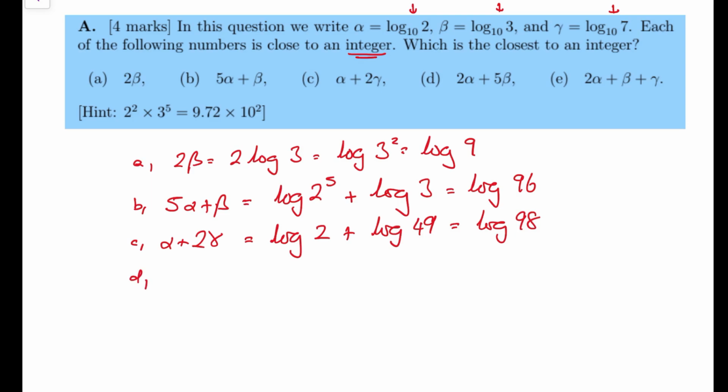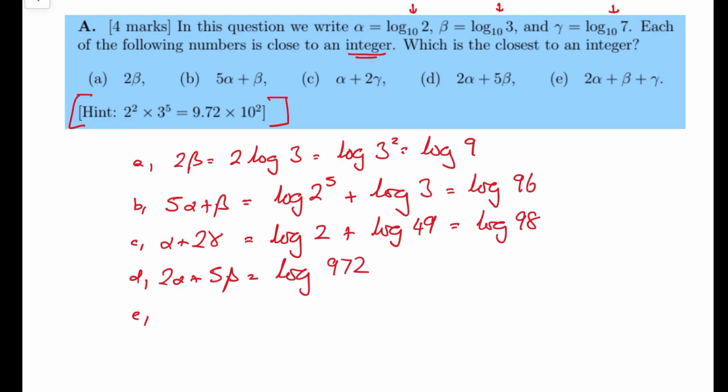D, I've got 2 alpha plus 5 beta, so let's write it down. So 2 alpha plus 5 beta, so that's going to be log 2 to the power of 5 plus beta, which is 3 to the power of 5. But thankfully, it gives me a hint here in case you wonder why that was there. So I know that's going to be log of 972, in other words, 9.72 times 100.